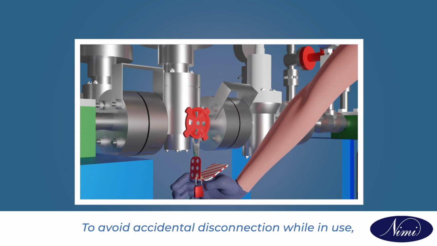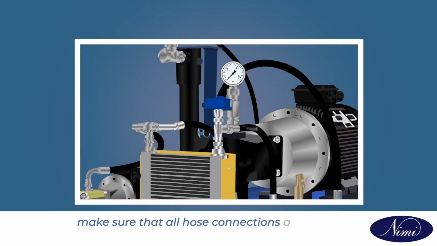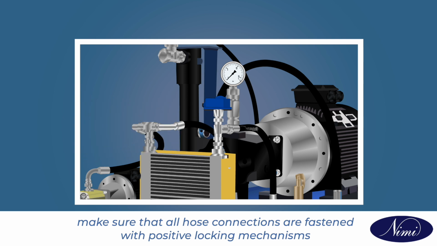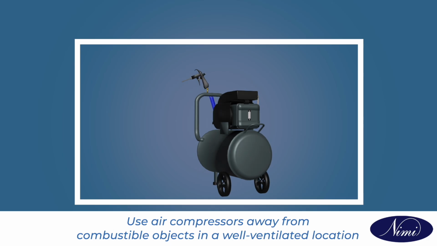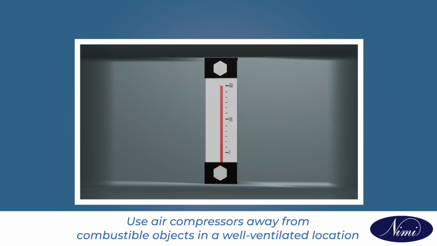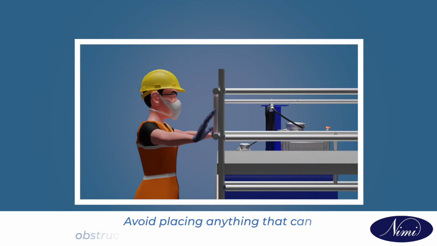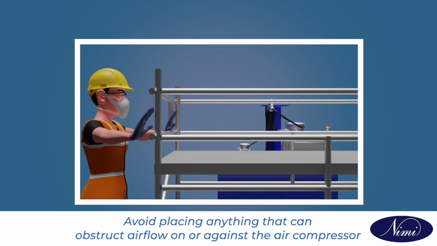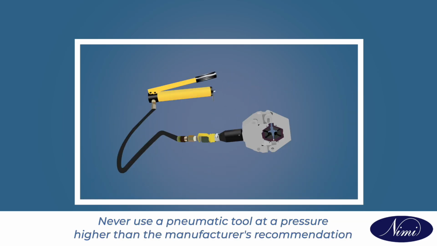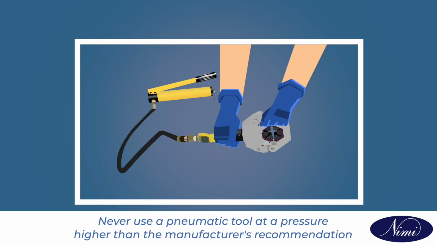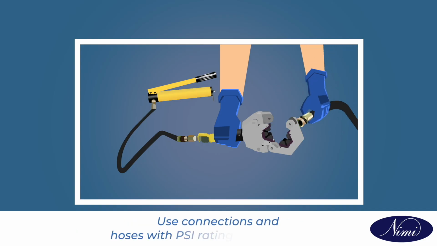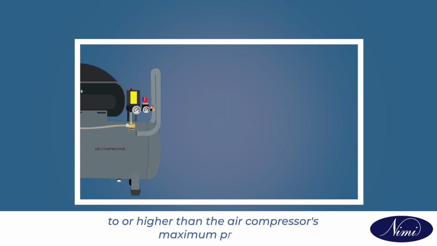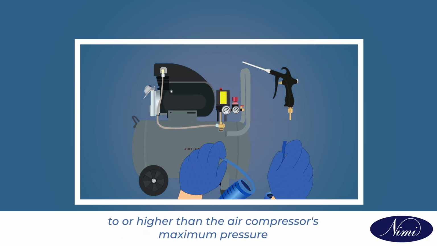To avoid accidental disconnection while in use, make sure that all hose connections are fastened with positive locking mechanisms. Use air compressors away from combustible objects in a well-ventilated location. Avoid placing anything that can obstruct airflow on or against the air compressor. Never use a pneumatic tool at a pressure higher than the manufacturer's recommendation. Use connections and hoses with PSI ratings that are equal to or higher than the air compressor's maximum pressure.